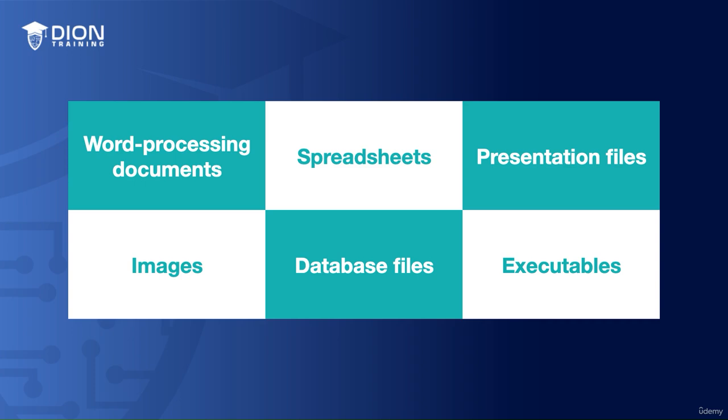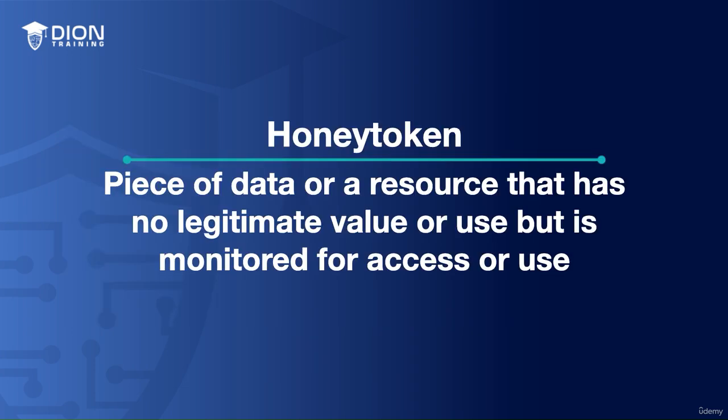These honey files are typically embedded with unique identifiers or watermarks to help track the file if it is stolen or copied, and are usually placed under loose or less strict defenses than files that contain actual sensitive data might have. Fourth and finally, we have honey tokens. A honey token is a piece of data or a resource that has no legitimate value or use but is monitored for access or use.